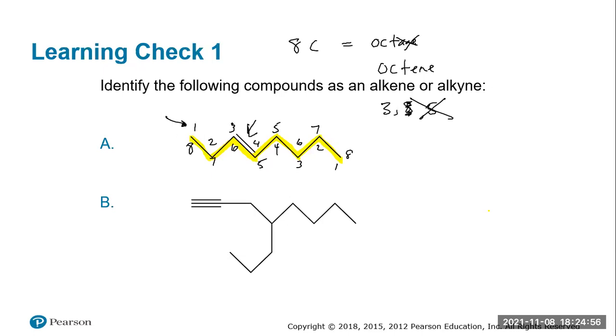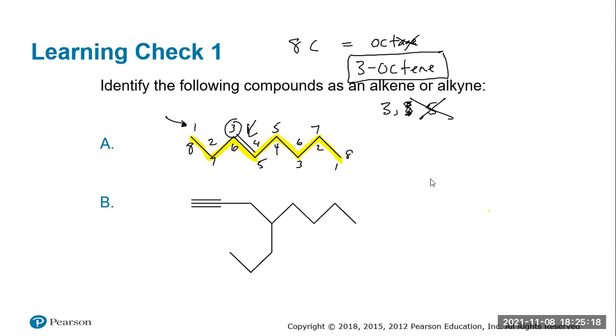So putting that together, this is 3-octene. Octene, ENE, tells us it's a double bond. Octane tells us it's 8 carbons, and that double bond is located at carbon number 3. Any questions on that one there?